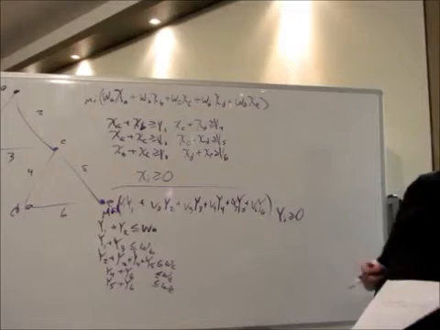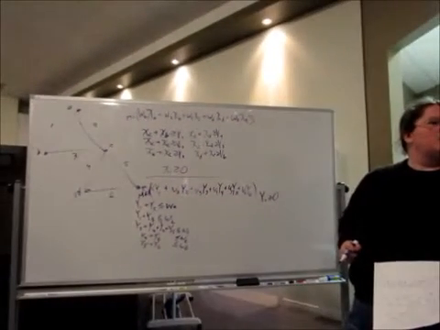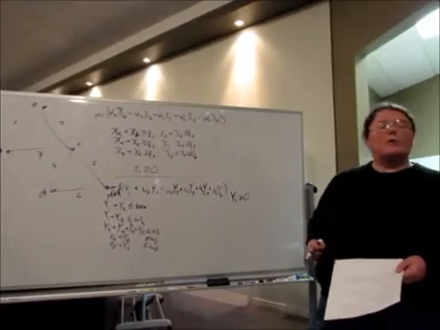Yeah? When you're increasing values and you hit some limit, how do you decide which vertex to include?